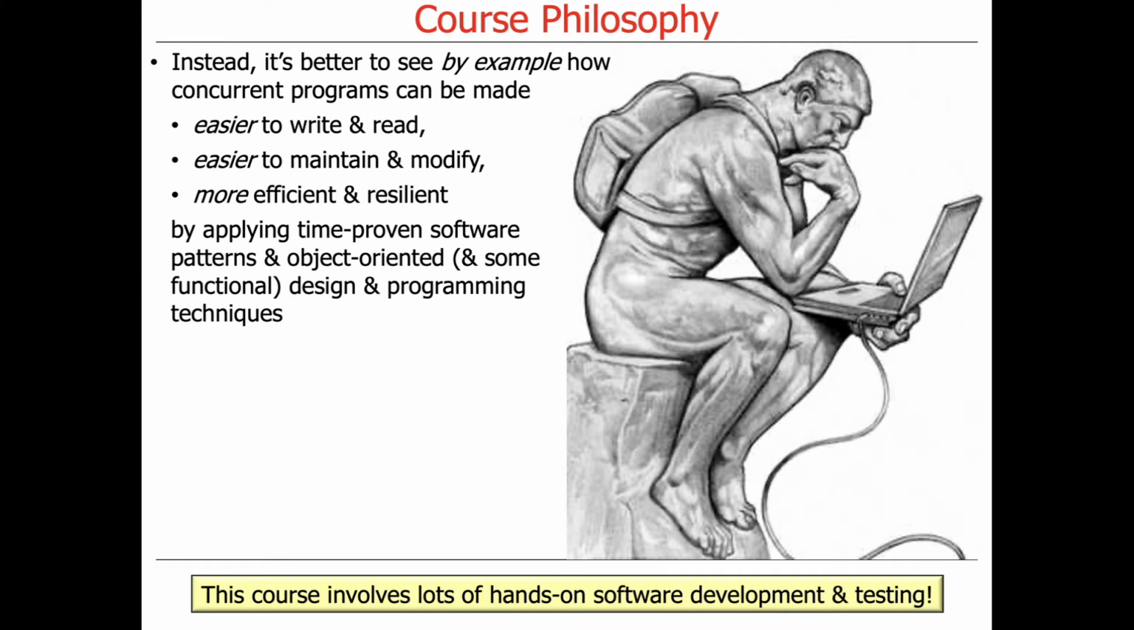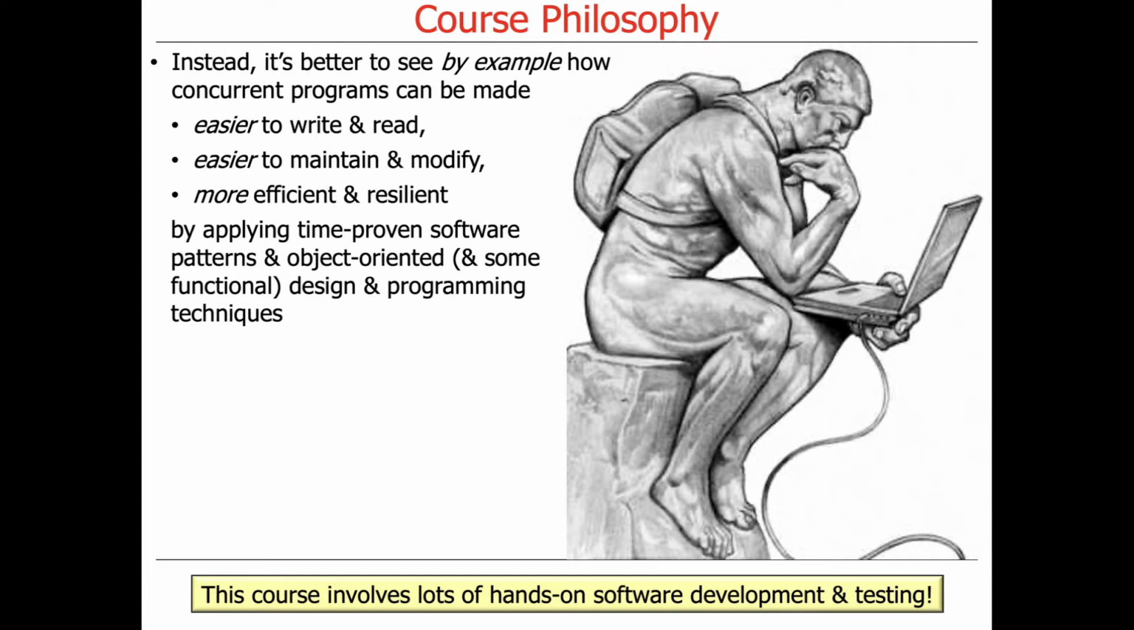And so we're going to be focusing on techniques to make it easier to read and write concurrent software, easier to maintain and modify concurrent software, easier to make the concurrent software that you write and read more efficient, more resilient, and so on, by applying time-proven software patterns and object-oriented and/or functional design and programming techniques. So we'll talk about objects, that's a big focus, but I'll be throwing in a smattering of functional programming, especially in the context of lambda expressions and method references. And we'll talk a bit more about that, and I'll show you where you can learn more about that.